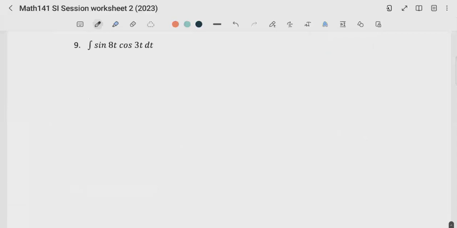Okay, so the next one that we have now is asking us to find the integral of sine 8t times cos 3t. So now, what method do you think we should use here?